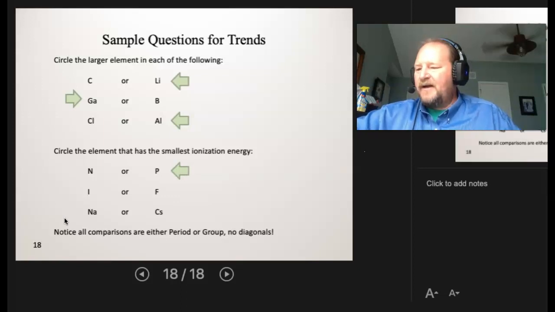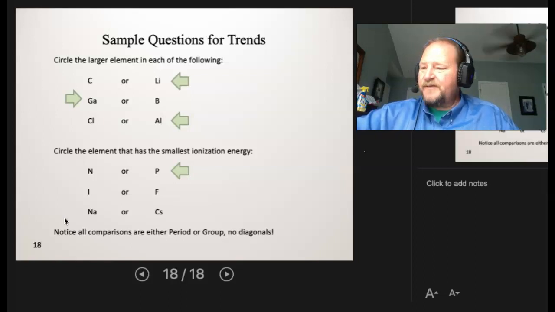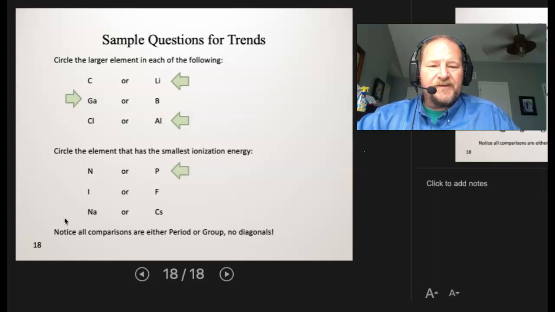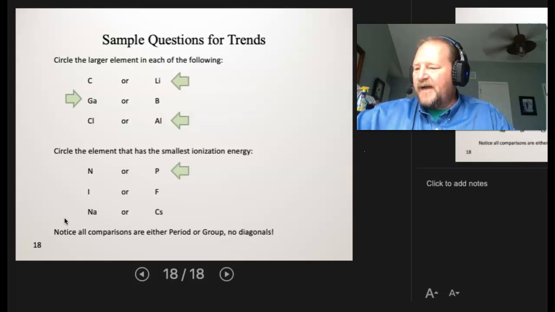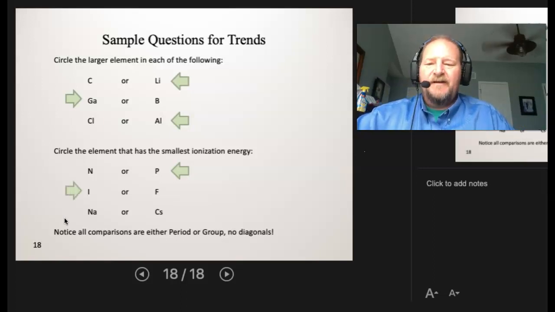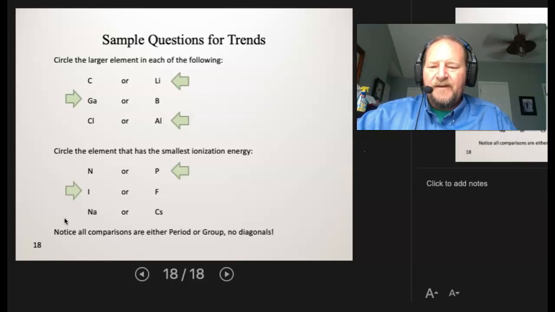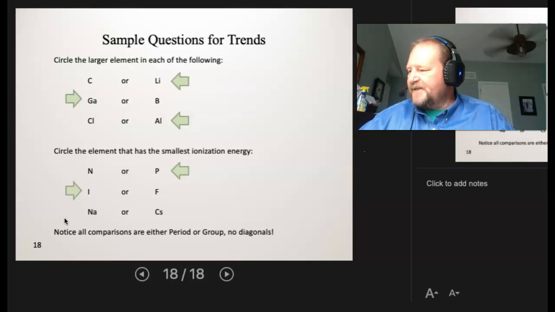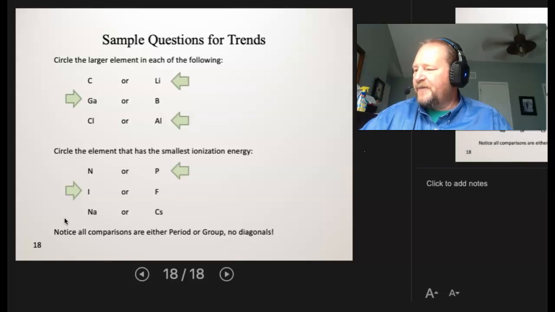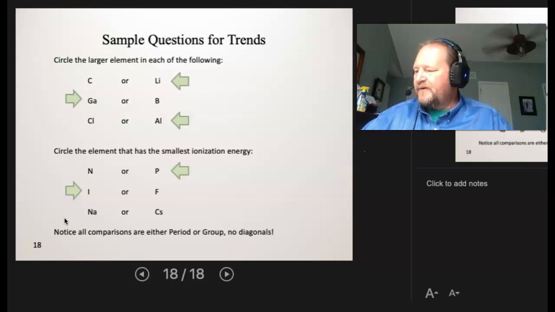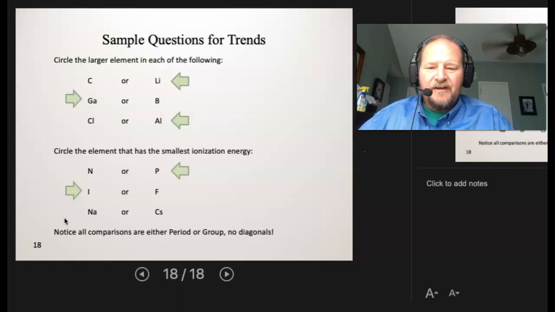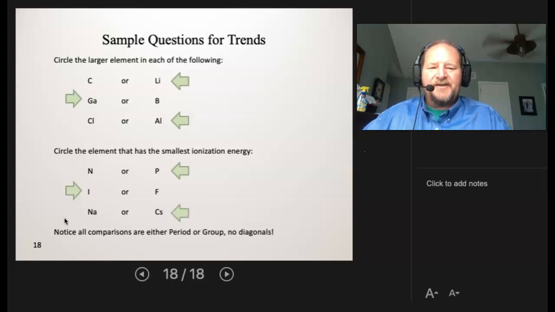All right, how about iodine, I, which is in group 7A, versus fluorine, also in 7A? Well, we're looking for the smallest ionization energy, which means we're looking for the largest atom. And so iodine should be much larger than fluorine. And so once again, we're correct. Now last we have sodium versus cesium. So sodium is in 1A, it's in period 3. And cesium is also in 1A, but it's in period 6. So as I go down the group, we know cesium should get larger and therefore have a smaller ionization energy.